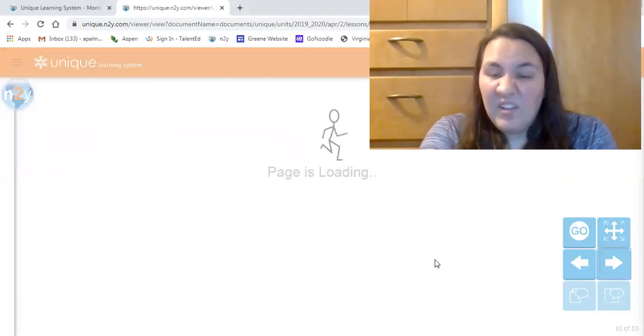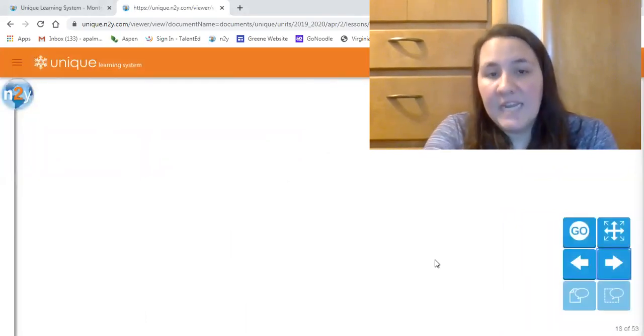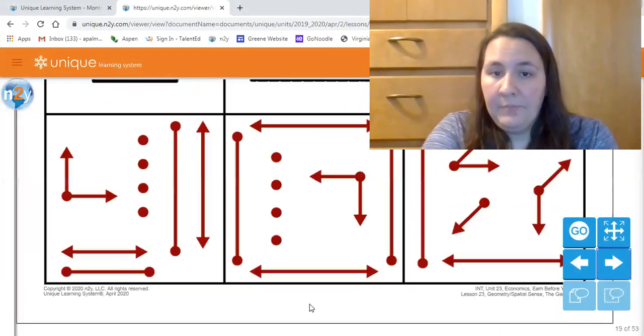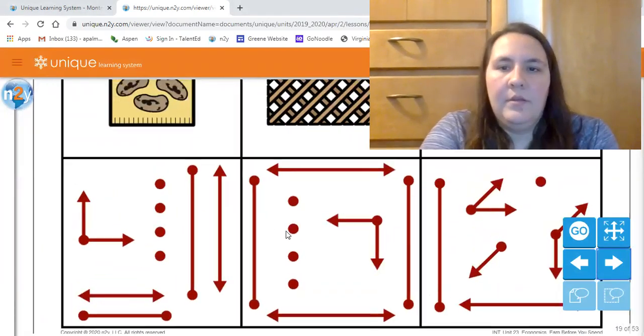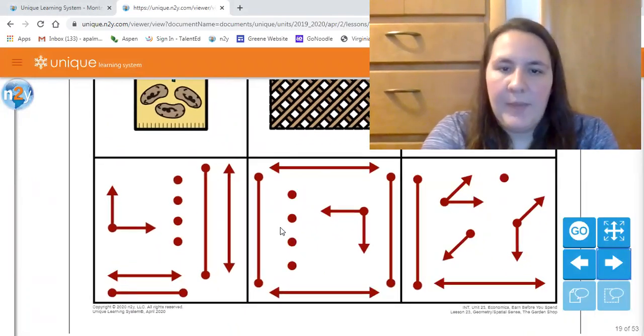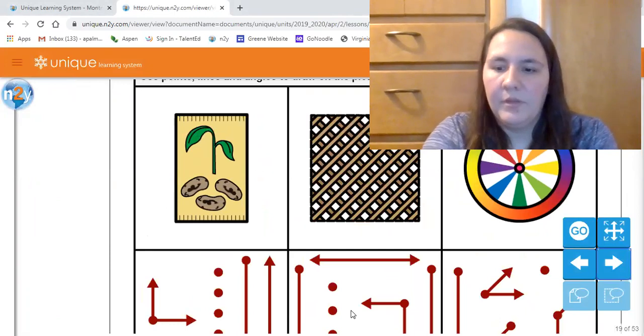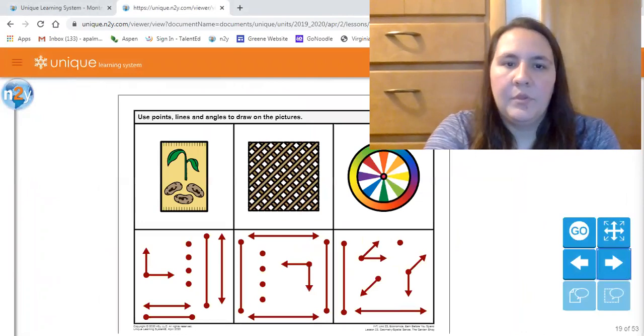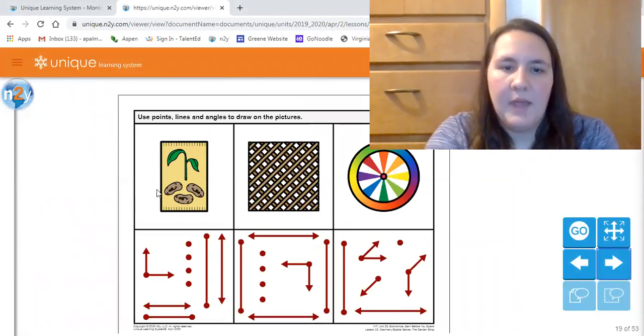So at the end we are going to play a game together, but right now I want to go back into my unique program because we are going to practice looking at shapes and finding these different lines and points within a shape, okay? So first, we are going to look at the seed packet here on the end, out so you can see it a little bit better. We're going to be focusing on this seed packet here.